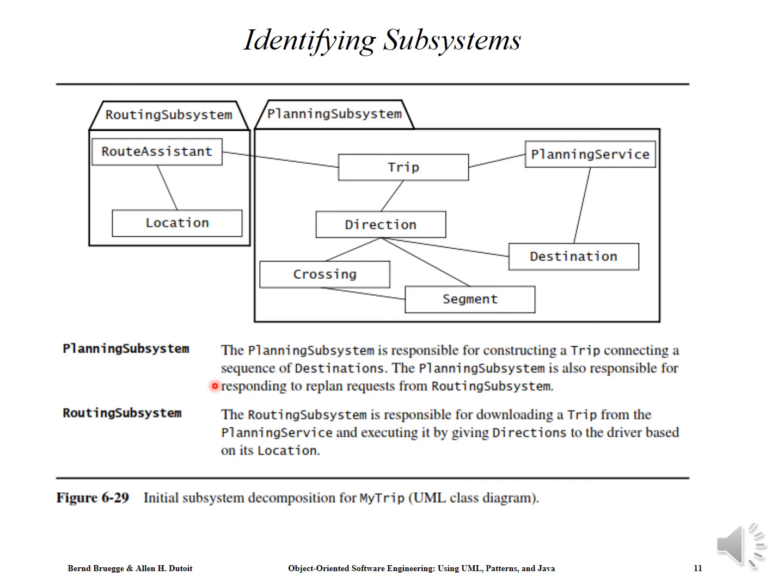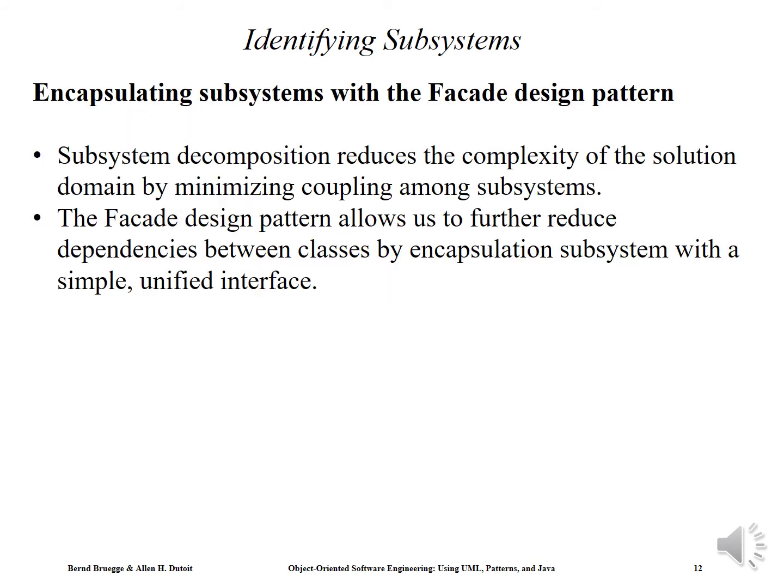So first we identified objects from the use cases, and then we identified design goals from the non-functional requirements as well as from the application domain, and in this third step we are going to identify subsystems on the basis of the objects we identified already. Subsystem decomposition reduces the complexity of the solution domain by minimizing coupling among subsystems, as the subsystems should be identified in a way that the coupling between them should be low.